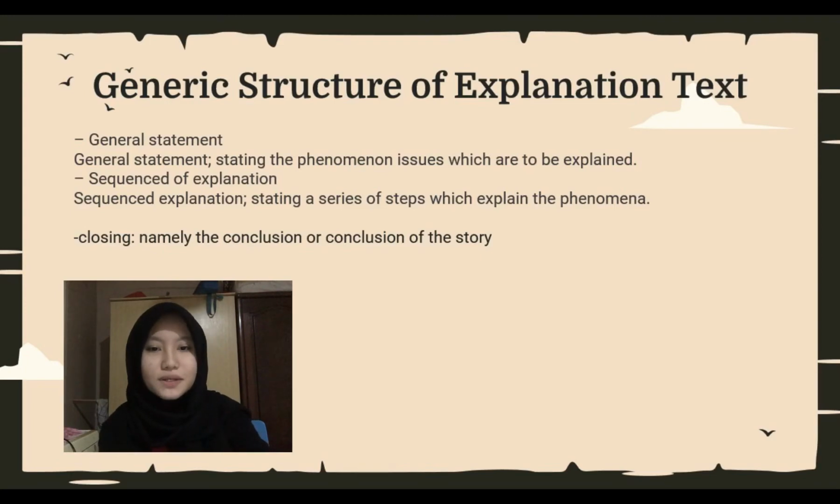Next is the generic structure of explanation text. First is the general statement. General statement is stating the phenomenon issues. Second, sequence of explanation. It is stating a series of steps which explain the phenomena. And the third is closing, namely the conclusion of the text.